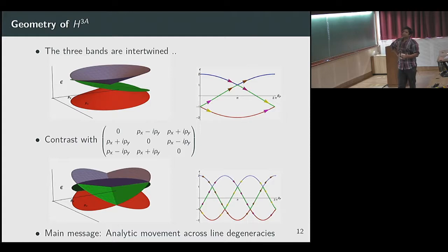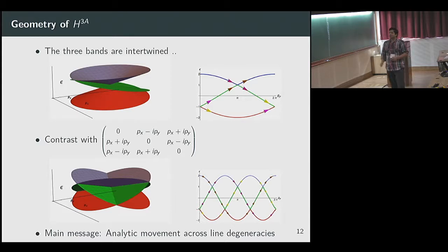In contrast, I can look at a different three-band model. There's a very slight difference between this and the previous model, just a sign change in the matrix elements. This also gives you this, but here you can stay within one band as you move amongst the bands. The main message is that whenever I encounter line degeneracies, I have to analytically move across into the other band. That is the way to move analytically in the space, and that will govern the geometry. In this case, this is a comparatively trivial case, but here is the more interesting case.